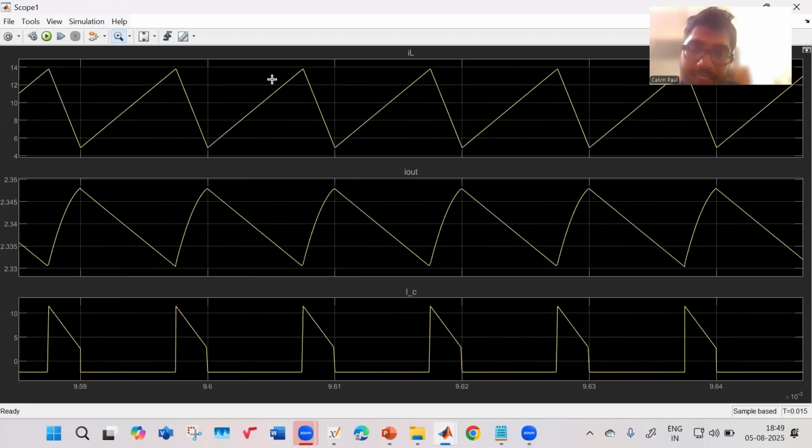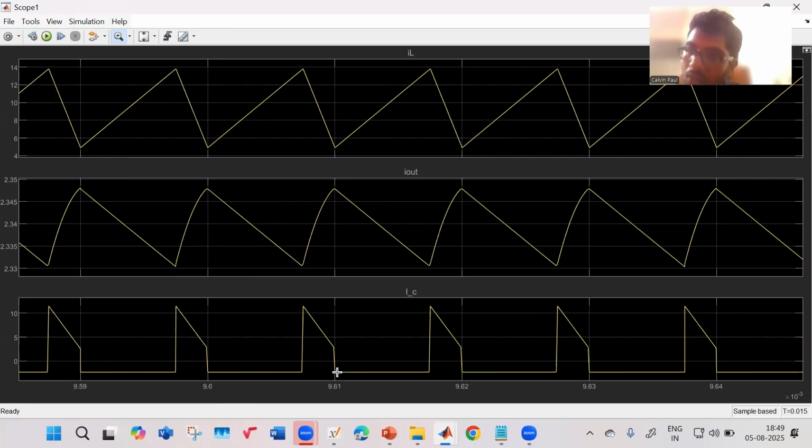Okay, so this is the inductor current. You can see the inductor current is going from, let us say, 4.5 ampere to almost 14 ampere. This is known as the current ripple. If you see, I out is the output load current. That is of very low ripple. It has a waveform close to the output voltage because it is just a scaled down version of the output voltage, V out by R. The thing of interest is the IC current.